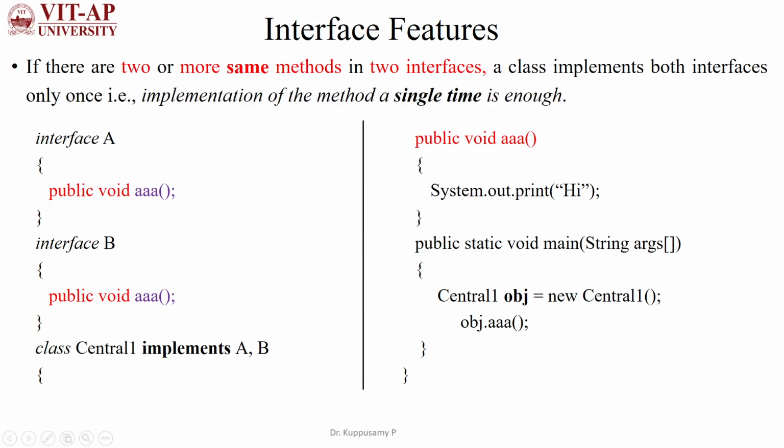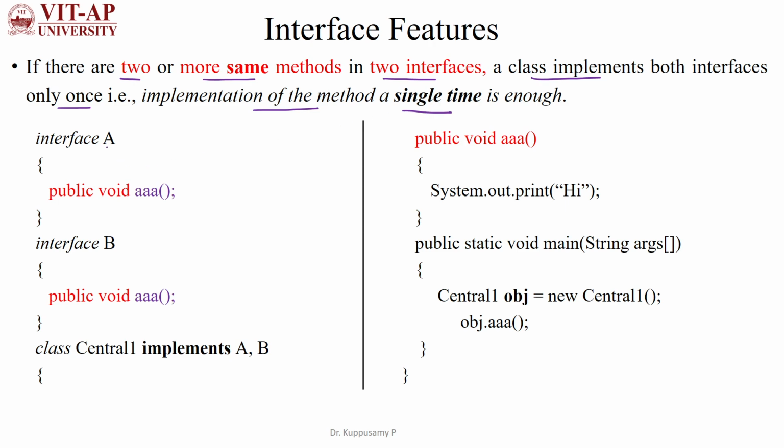Hi, here we will see one of the interface features. If there are two or more similar method names in two different interfaces, a class can implement both interfaces only once. That means implementing the method a single time is sufficient.